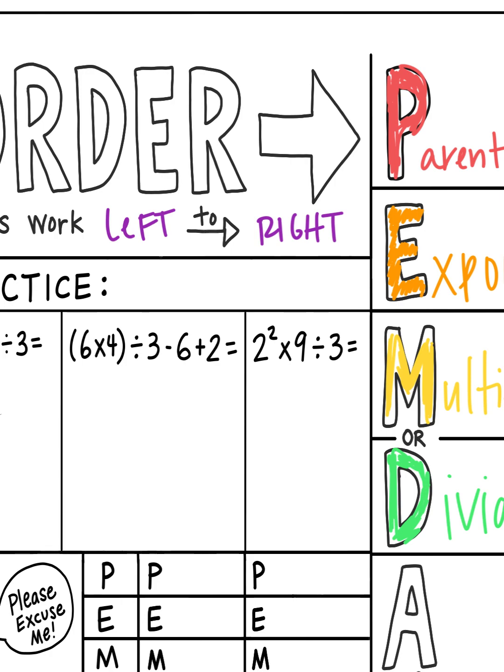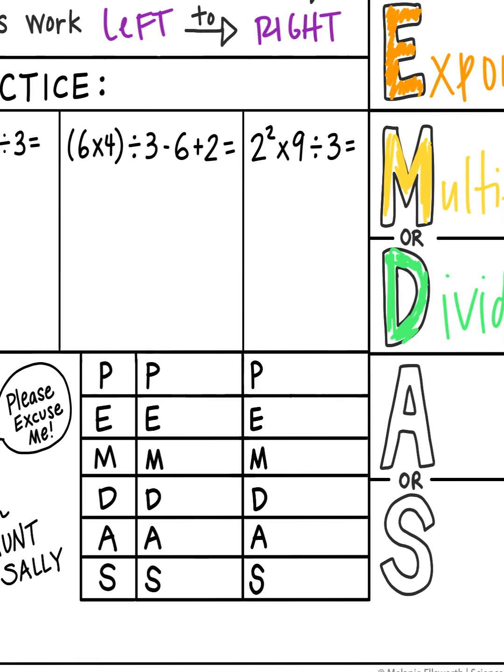Okay. Last thing I'm going to do is add and then subtract. So A stands for add, and then S is for subtract. And again, notice that it says the word or, which means whichever one comes first in my expression is what I will do first. So once I've done all the multiplication and all of the division, and now I only have adding and subtracting left, I work left to right, whatever comes first.